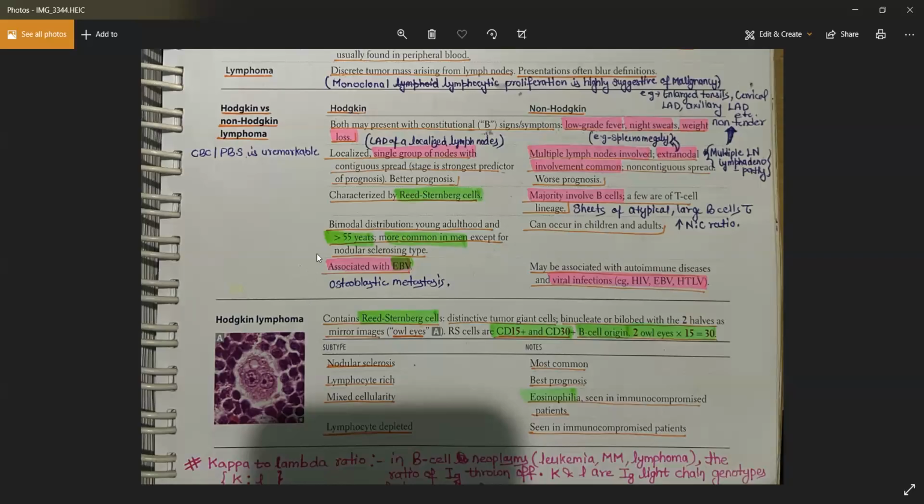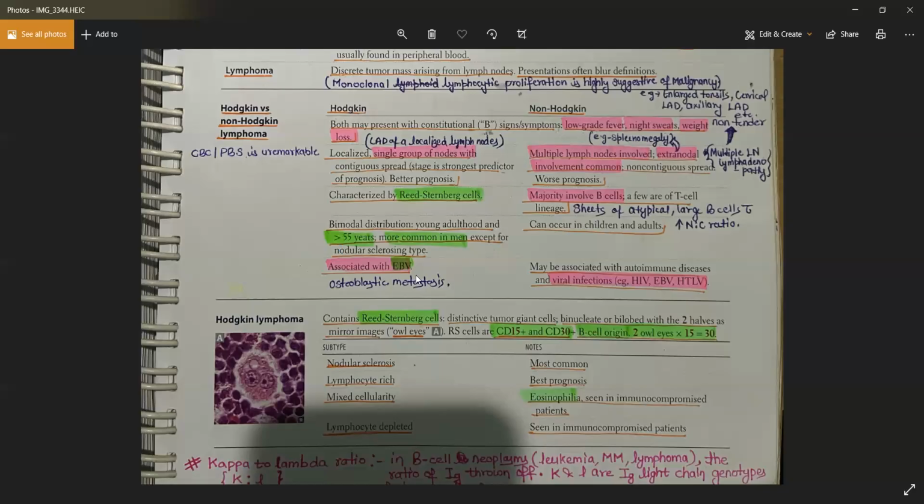It is most commonly seen in patients who are old or very young. So a bimodal type of distribution is seen. Either the patient will be very young or more than 55 years of age. It is also associated with the Epstein-Barr virus, and you can call it an AIDS defining illness also, because mostly patients who are immunocompromised show Hodgkin's lymphoma. The Epstein-Barr virus is a very important cause of Hodgkin's lymphoma.